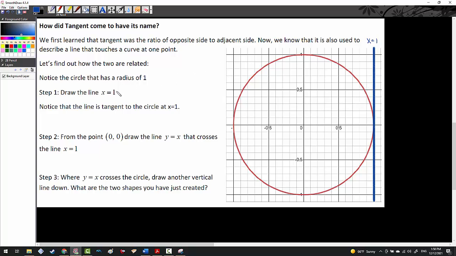And so what I'm also going to do now is, I've noticed that the line is tangent to the circle, right? It touches only one point. From 0, 0, I'm going to draw the line y equals x that crosses the line x equals 1. It doesn't really matter what the slope is, but I figured y equals x is something that's pretty easy to understand. It just has a slope of 1, so I'll go ahead and draw it.